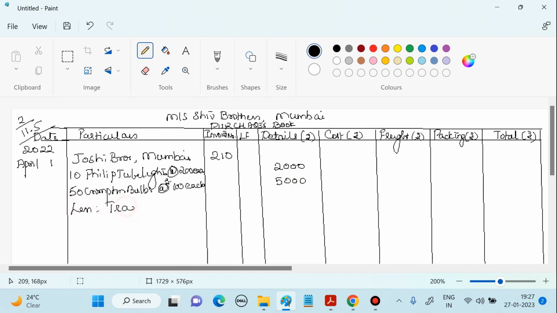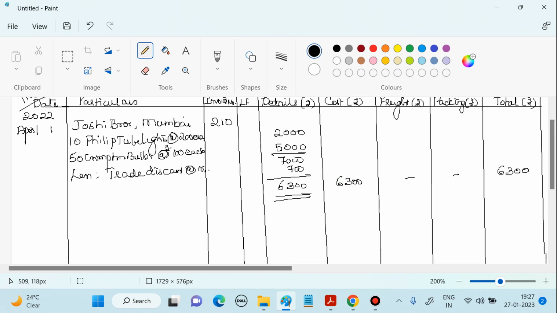Less trade discount at the rate of 10%. So the total of this would be 7,000 minus 700 trade discount, so 6,300. So that is the cost. There is no other expense involved, so that is the total as well. Got that? Is that clear? Yes, ma'am. This is the list price. From that, we remove the trade discount, and this is the value of the transaction, which is to be recorded in the books. Then April 6th, purchase against cash, cash book.